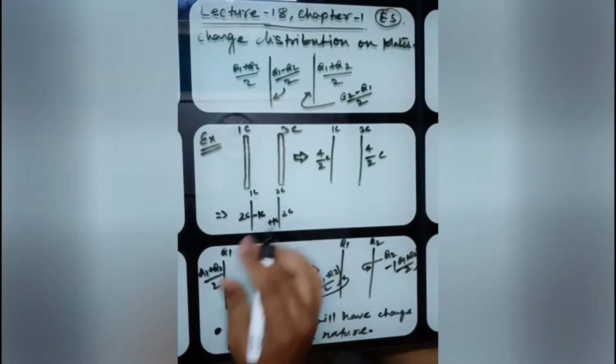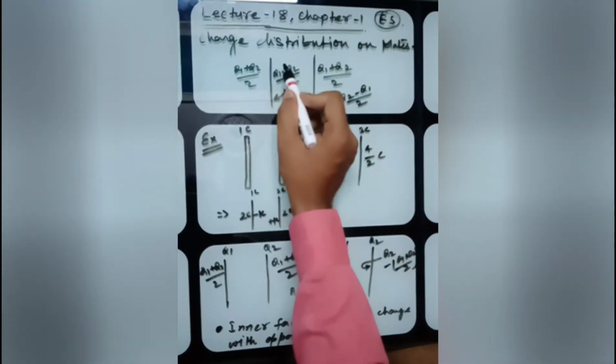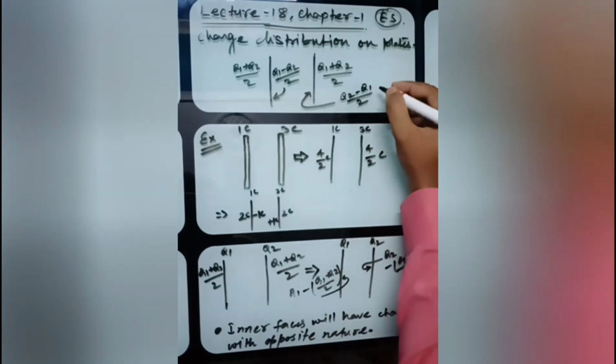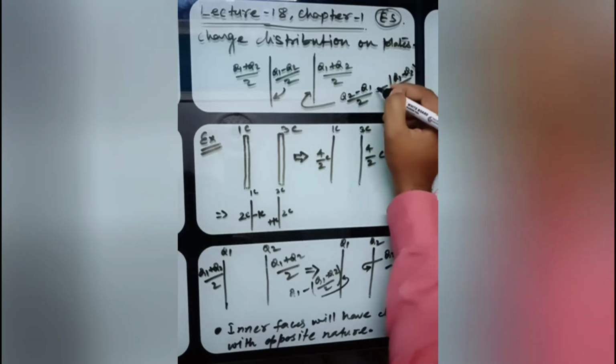I hope you understand. You can write over here also, here the charge, if it is positive, then it is negative of the same amount, minus q1 minus q2 by 2. Both are similar, you can see.